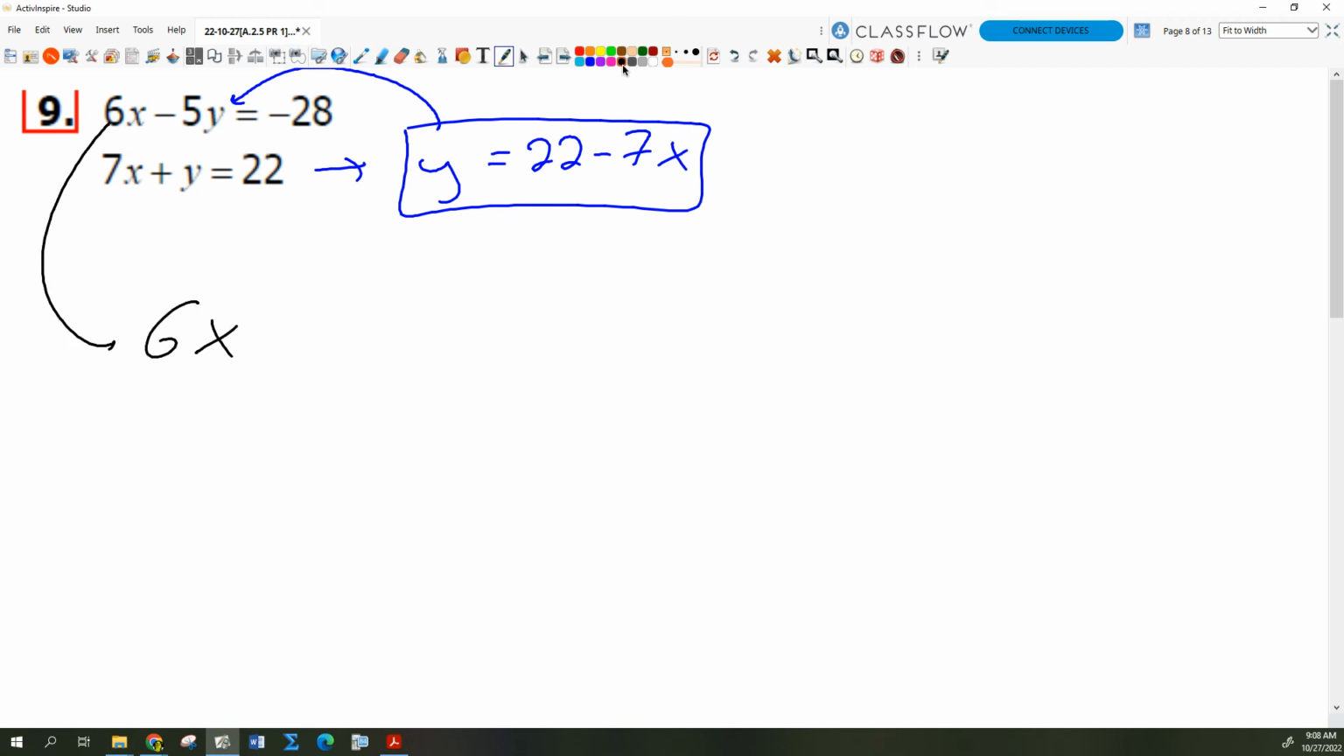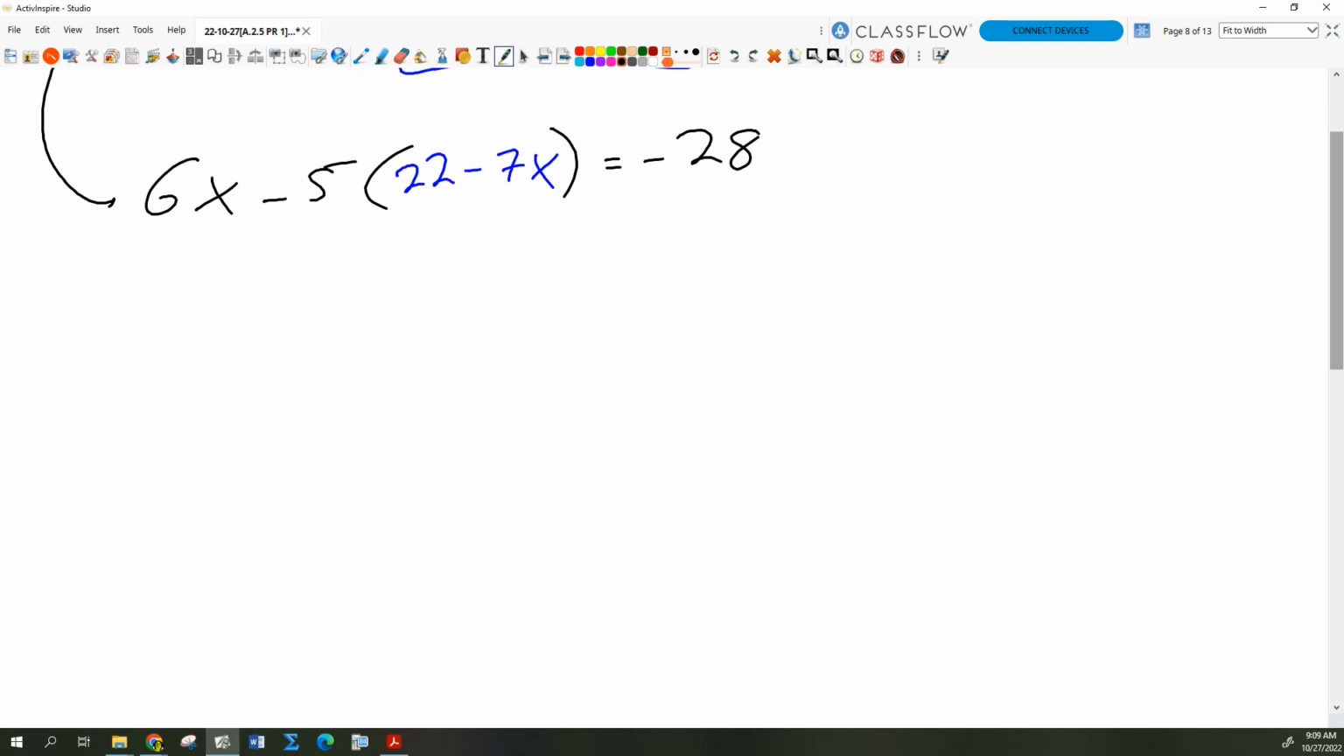If I take that top equation, 6x minus 5 times y. And if I'm making a substitution, I always open up a set of parentheses where I can drop the substitution in. So what used to be a y is now a 22 minus 7x. Does everybody see why I need the parentheses there? Because the negative 5 is being multiplied by everything inside the parentheses, right? And that all is equal to negative 28. But that's easy again, right? I just have to distribute and collect like terms, and it's no big deal.